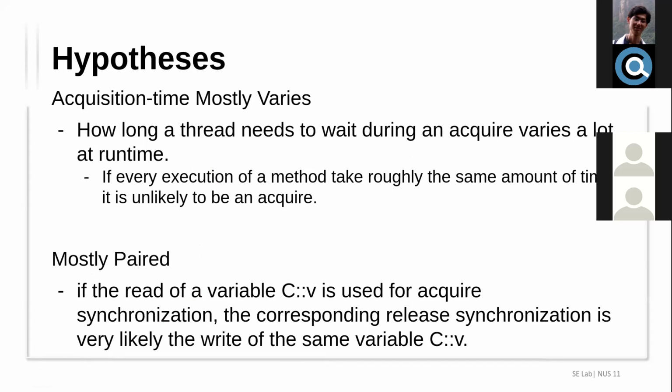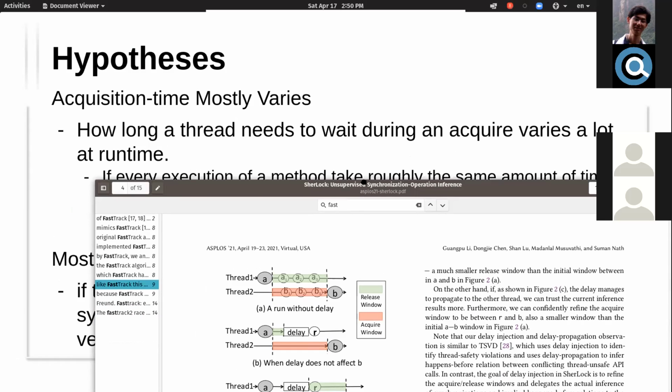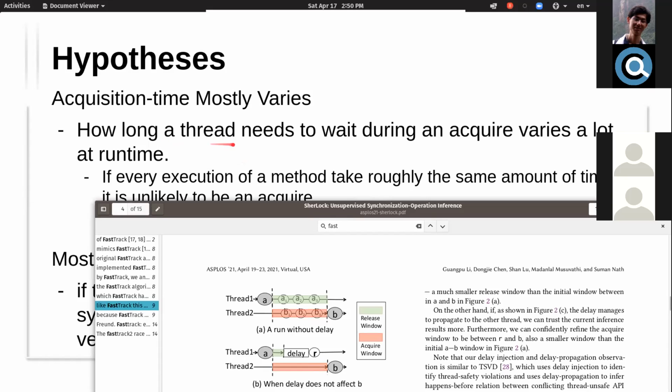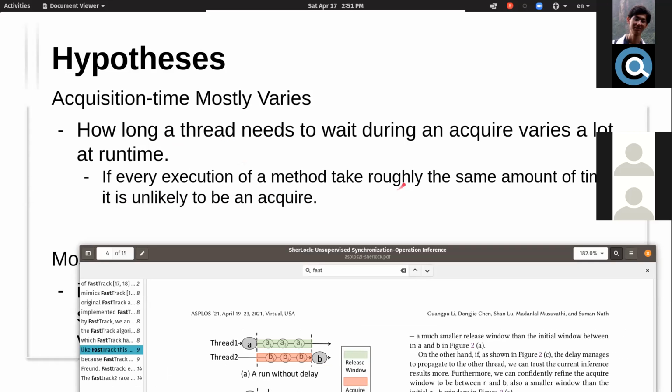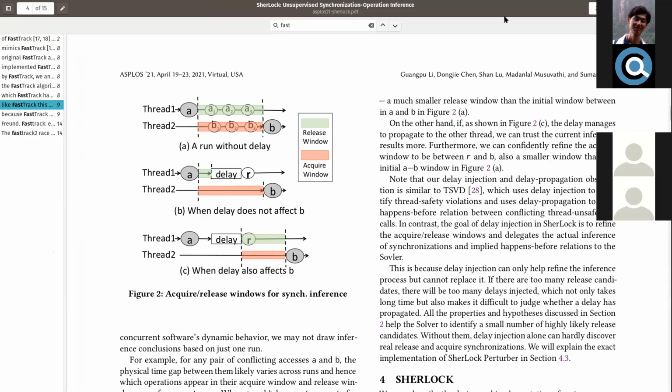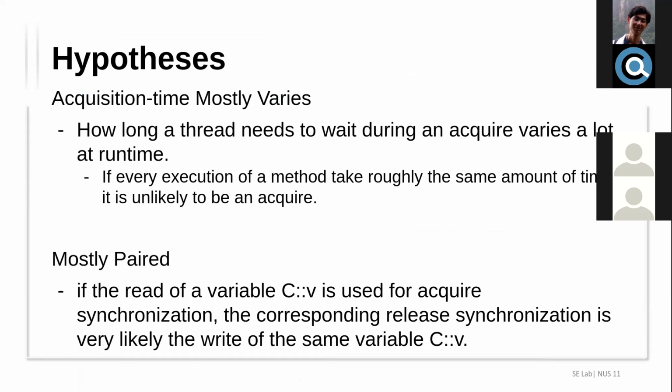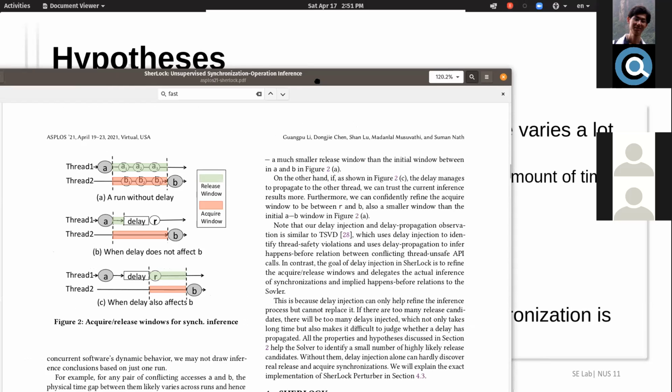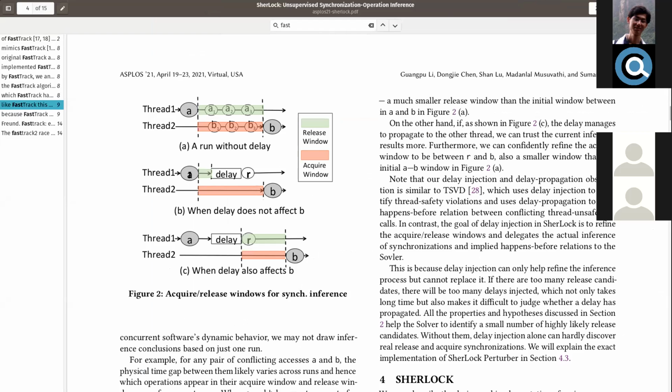Okay. So this is where the perturbation also comes in, because let's say that if you are waiting for some resource to be free, then you might have to wait very long. And so if the execution of a method takes roughly the same amount of time, then it is unlikely to be an acquire. Okay, I got it, that makes sense. So that means the time spent to acquire a lock has to be a little bit random, a little bit chaotic. Yep. So they also use this fact to write the perturbation mechanism.